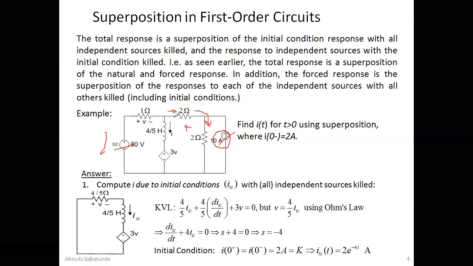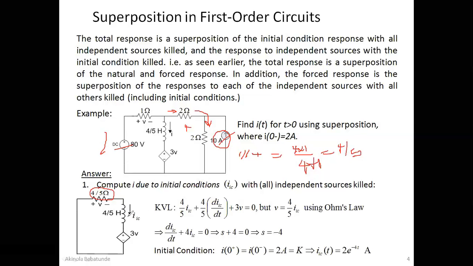Okay, so once you have 4 here, it simply means that 4 will then be in parallel with 1. So you have 1 parallel 4. When 4 is in parallel with 1, this is going to give you 4 times 1, all divided by 4 plus 1. So this will give you 4 divided by 5. So the effective or equivalent resistance will be 4 over 5. That is why you have 4 over 5 ohms here. And then we have our inductor, which is 4 over 5 Henry.